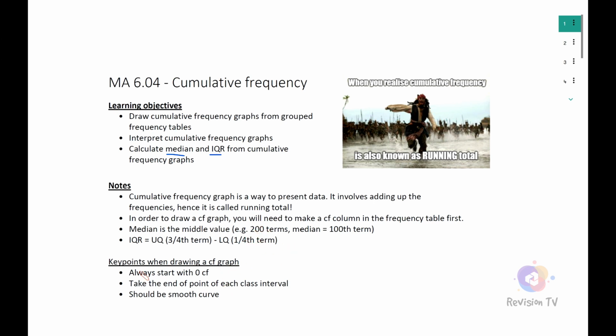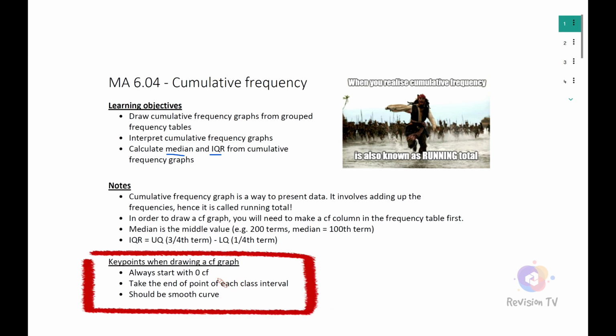Okay. Now, key points to draw a CF graph. You always start from 0 cumulative frequency. You always start from 0. You take the endpoint of each class interval, so the right side of the interval, and then it should be a smooth curve.